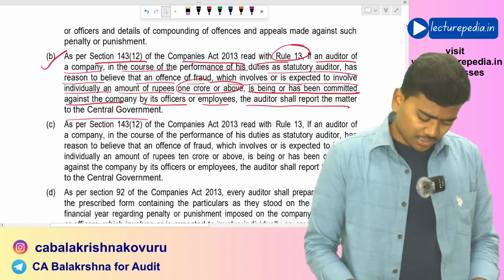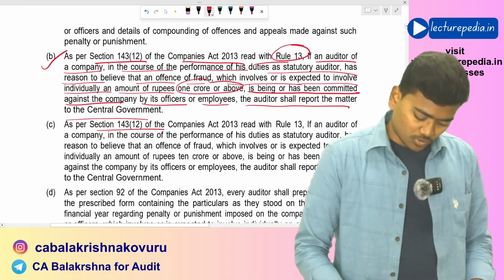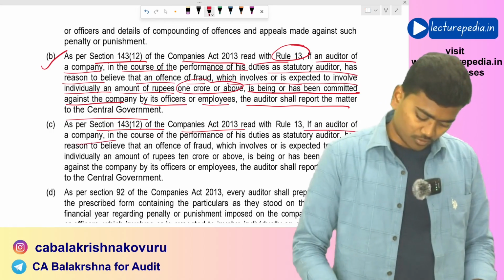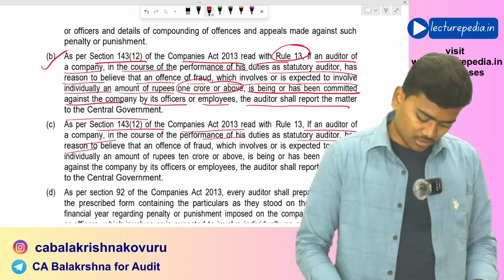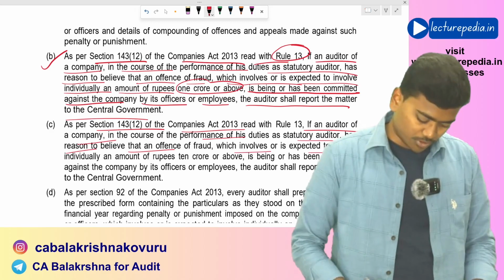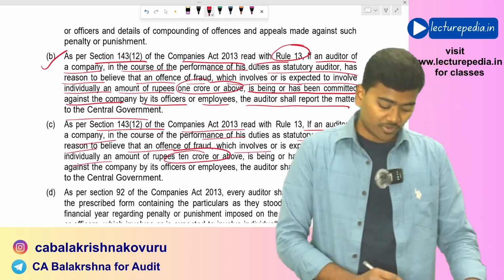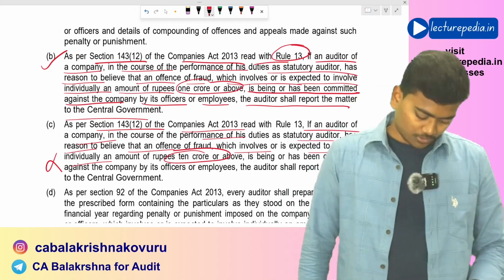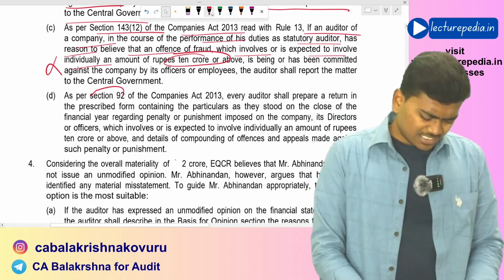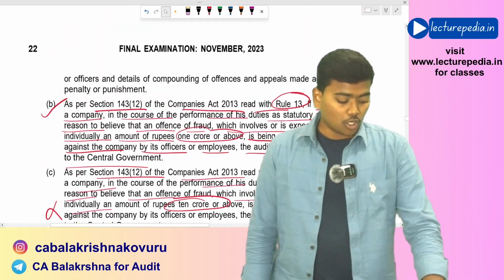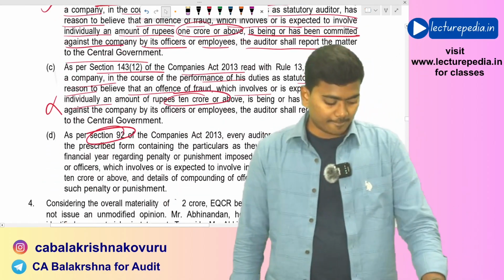Next, option C. As per section 140 subsection 12 of the Companies Act, if the auditor in the course of performance of duties has reason to believe an offence of fraud which involves or is expected to involve an amount of 10 crore. No, it's not 10 crore, it's 1 crore. Option D, section 92 again irrelevant. So option B is the correct answer.